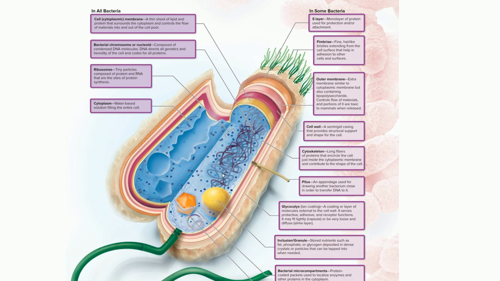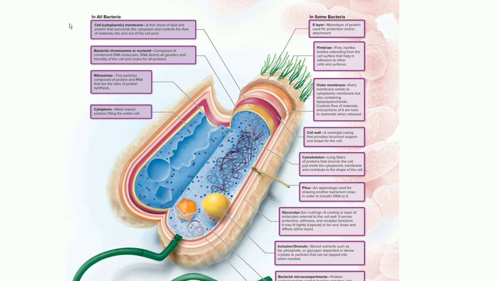You can see on the left side are some of the things which are present in all the bacteria. The cytoplasmic membrane is this membrane. It's present in all the bacteria, it is made of lipids and some proteins, and it allows things to move in and out of the bacterial cell. This is the genetic material in the bacteria, the bacterial chromosome, and this region is called the nucleoid region.